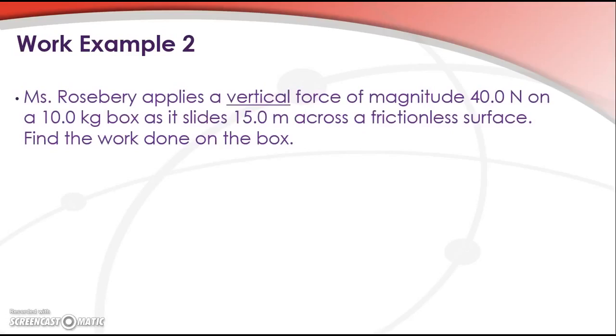Okay, example 2. In this example, we apply a vertical force of 40 newtons on the 10 kilogram box as it slides 15 meters across the frictionless surface. And the question is, what's the work done on the box? So all the numbers are the same. The force is 40 newtons, the mass is 10 kilograms, and the box slides 15 meters across the frictionless surface. So what's the work done? Well, it should be the same, right? Actually, no, it's not. In this case, our work is 0 joules.